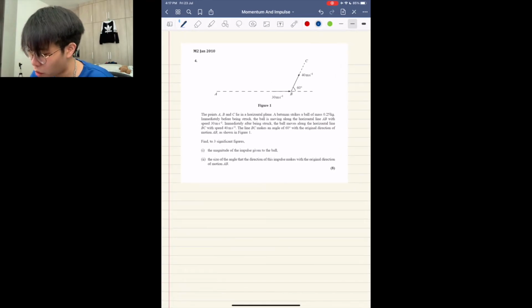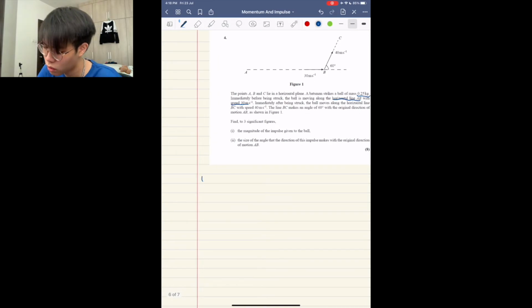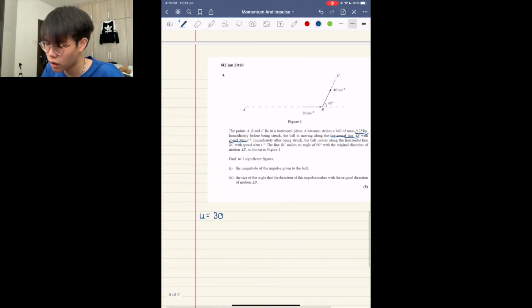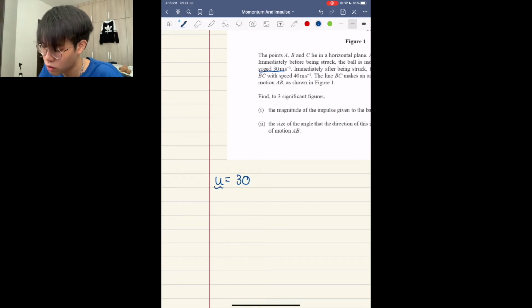This is about momentum as a vector, when we have two components, x and y. Here we have a ball of mass 0.25 kilogram. Immediately before being struck, the ball is moving along a horizontal line AB with speed 30 meters per second, so u is equal to 30 meters per second. Since this is a vector question, I'm not going to put u equals 30 only. I'm going to put u with a dash, which means a vector. Vector u is equal to 30i.